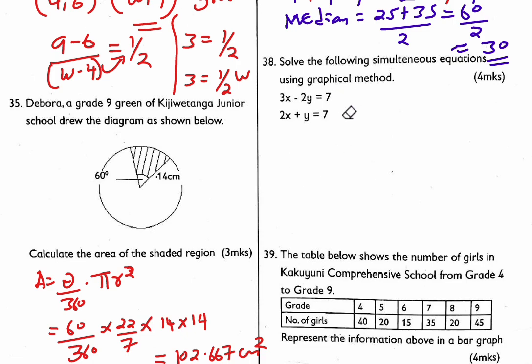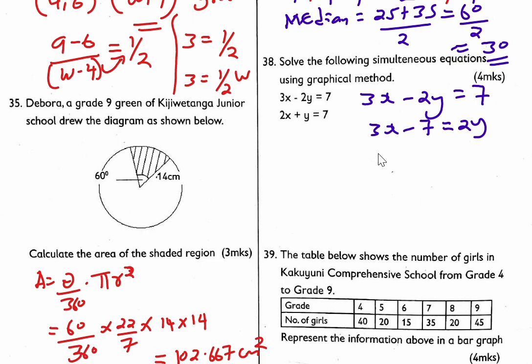I'm going to start with the first one. I'm going to rearrange this one. This is 3x minus 2y is equal to 7. We're going to take negative 2y to the right and 7 to the left. So this is 3x minus 7. I hope you can see, because this is positive, when it comes there it becomes negative, is equal to negative 2y, and it crosses over and becomes positive. So it is equal to 2y.